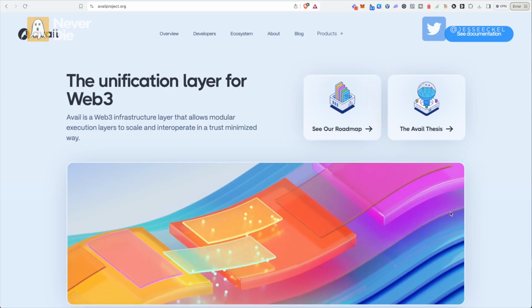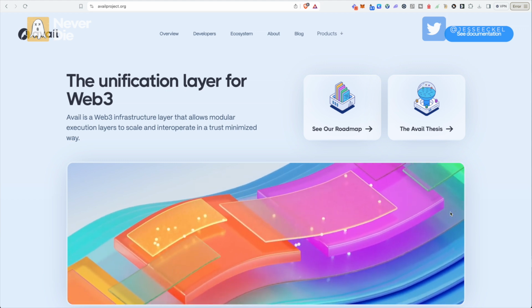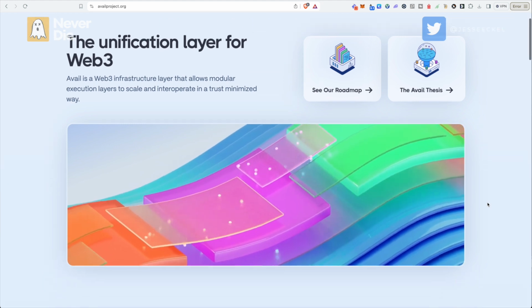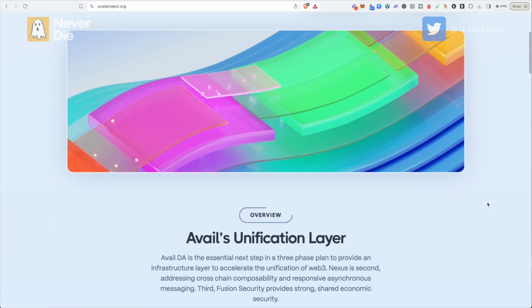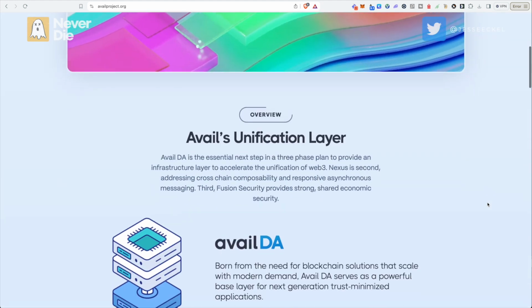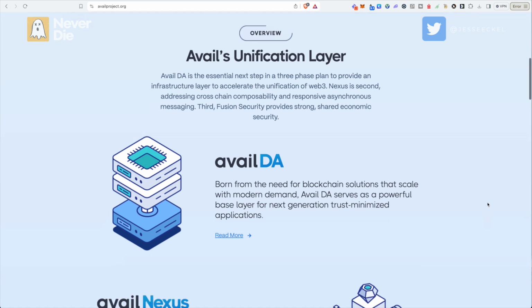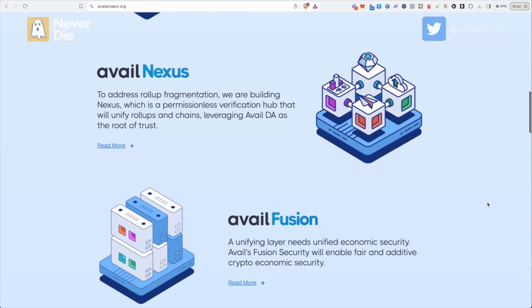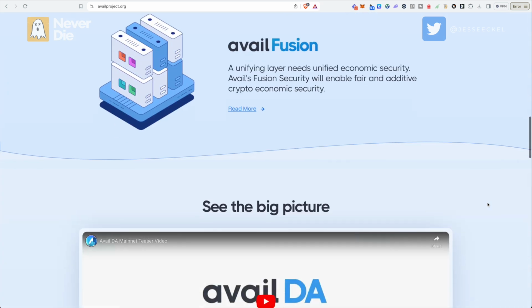Today we have on Avail to talk about Avail DA, Avail Nexus, Avail Fusion, what it all is, and everything in between. If you aren't familiar with Avail, they're building infrastructure for the modular blockchain world. And if you don't know what that means, that's okay. We talk about what it means in this episode, as well as we dive into Avail DA, which I just mentioned, which will be similar to something like Celestia.